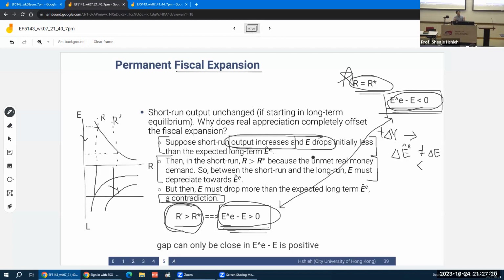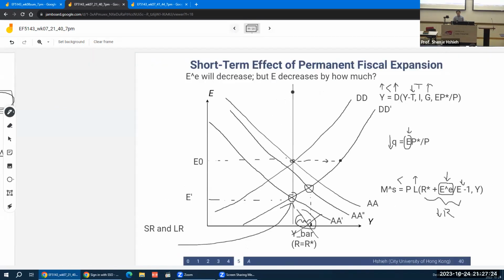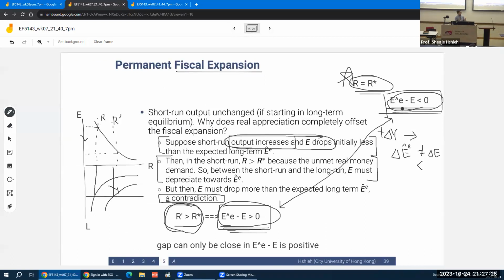So that's number one, right? Just based on this graph, you should easily see that in order to get output, you must have E not moving as much as E hat E. Okay.